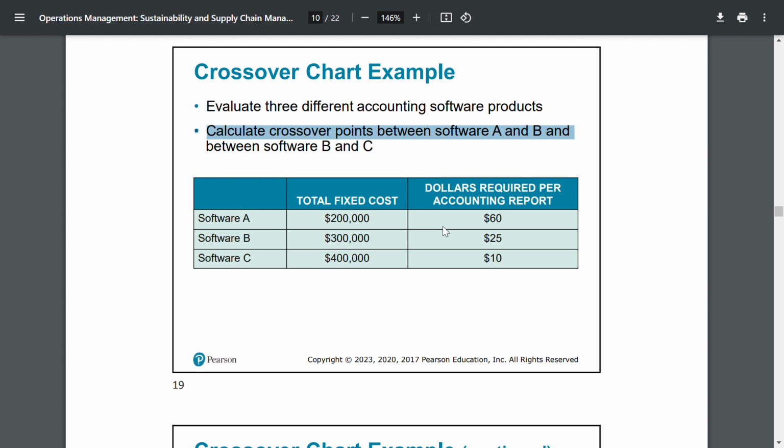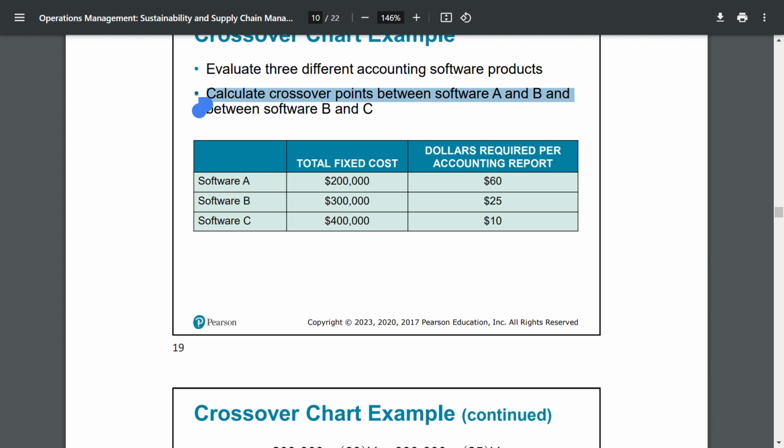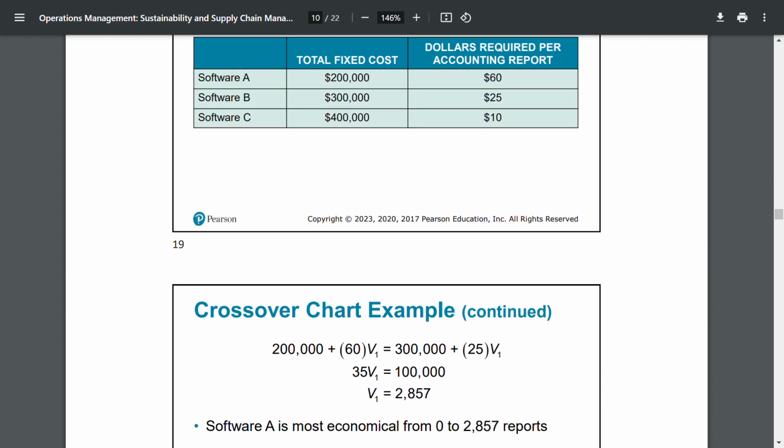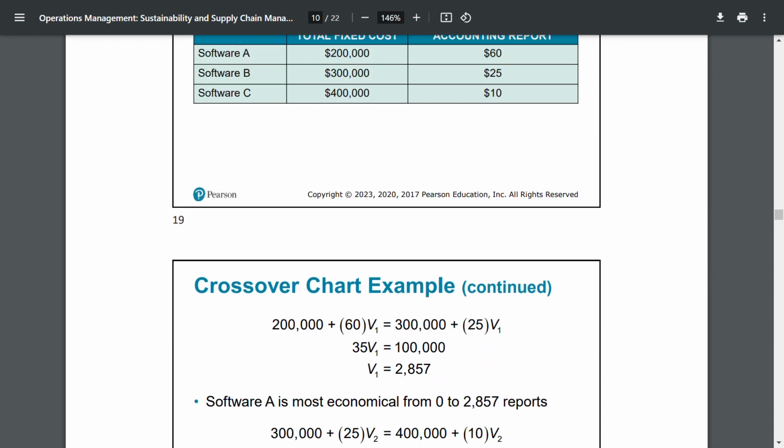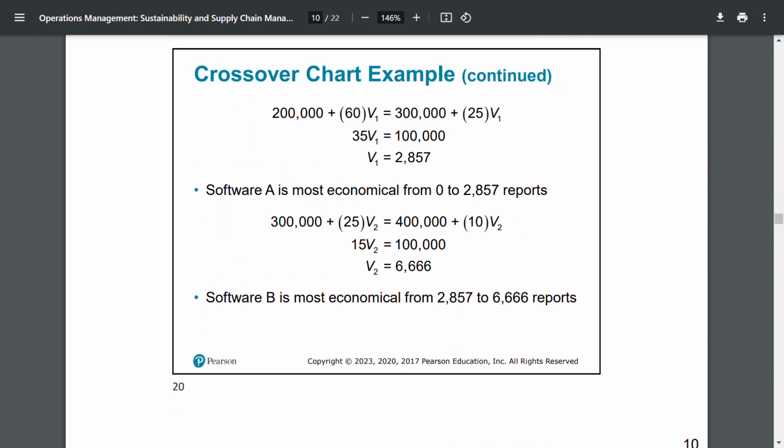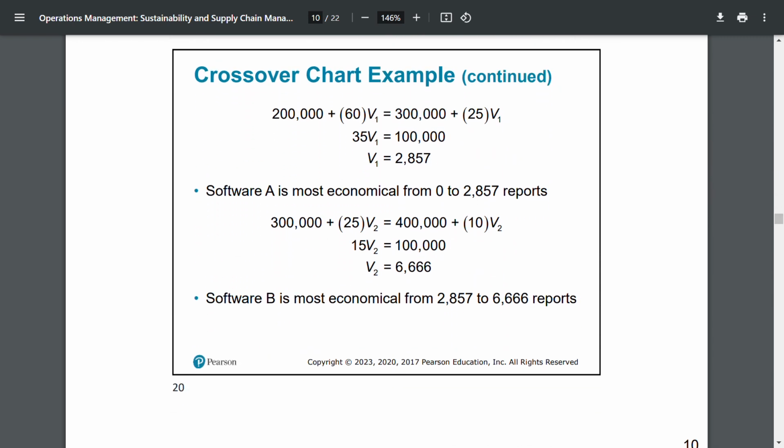Software A has a total fixed cost of $200,000, and the dollars required per accounting report is $60. Then we have software B, $300,000. The dollars required per accounting report are $25, and then software C, $400,000. And the dollars required are $10 per accounting report. And so we have our crossover chart here.